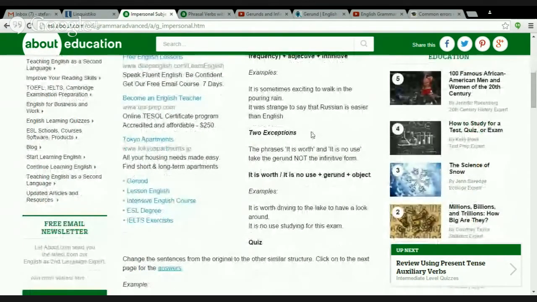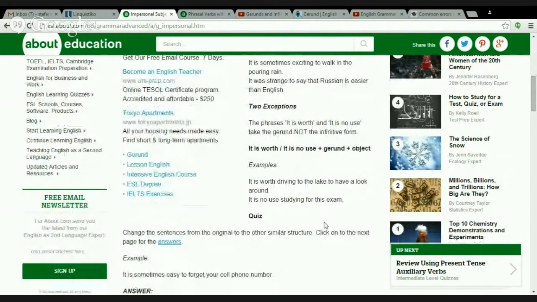Okay, two exceptions. The phrases it is worth and it is no use take the gerund, not the infinitive form. It is worth or it is no use plus gerund plus object. So examples, it is worth driving to the lake to have a look around. It is no use studying for this exam. So these are phrases that you just have to memorize.